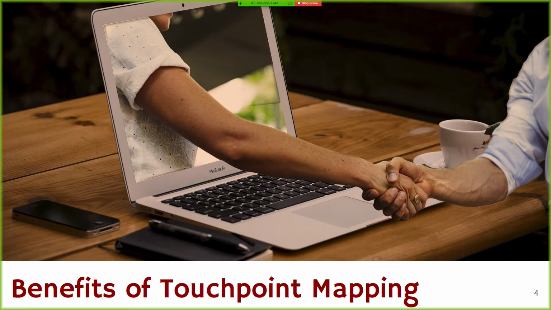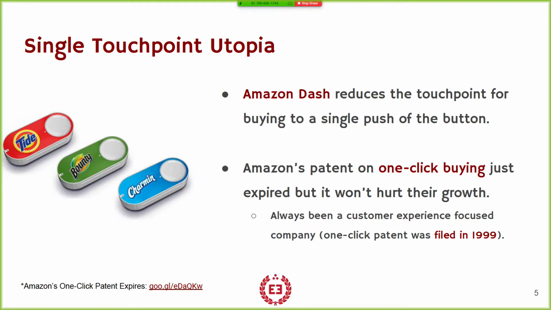As far as the main benefits of touchpoint mapping, I think Amazon Dash is the ultimate example of this. So maybe some of you have a Dash button in your home. This is a single touch purchase that took Amazon almost 20 years to pull off. So they filed the original patent in 1999 for one-click purchase. They were only a 5-year-old company at that point. And now today there are hundreds of these Dash buttons. You need more Tide, you press the button, it's on its way.